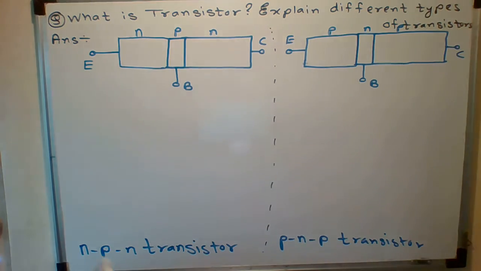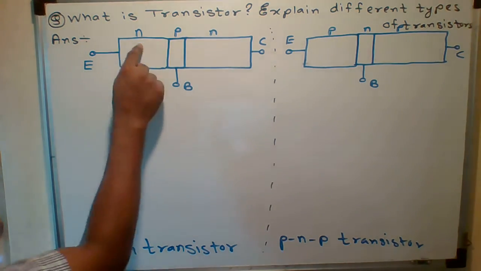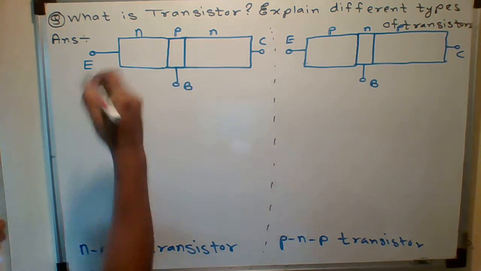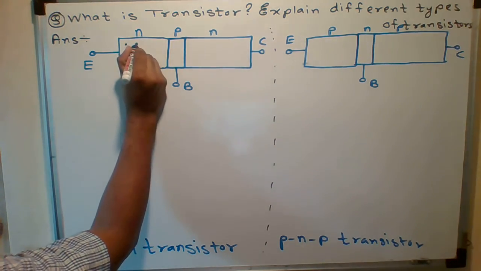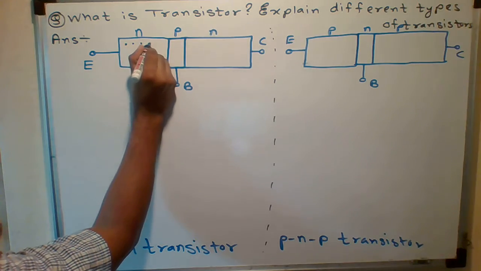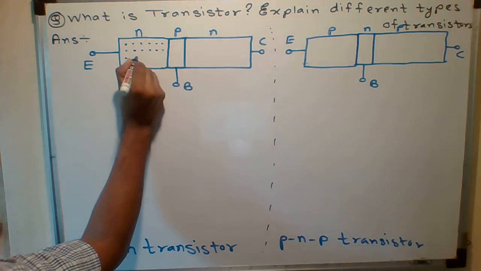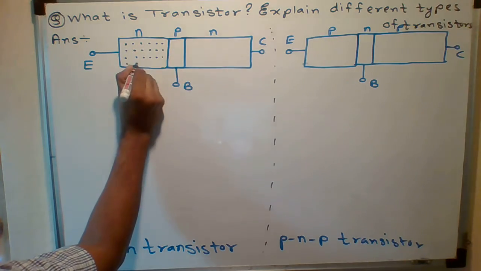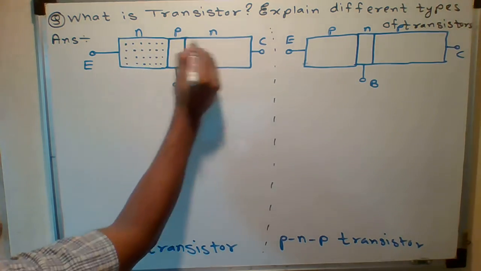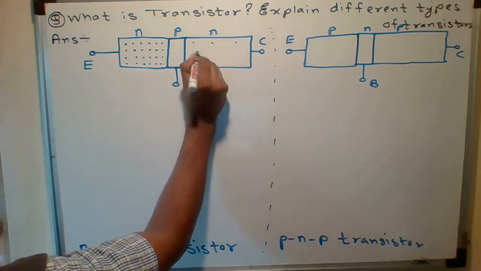No, students. They consist of some charges, positive or negative. So students, this is N-type semiconductor. N-type semiconductor consists of what? Definitely a number of electrons. Okay. So these are electrons. Here also electrons are present.